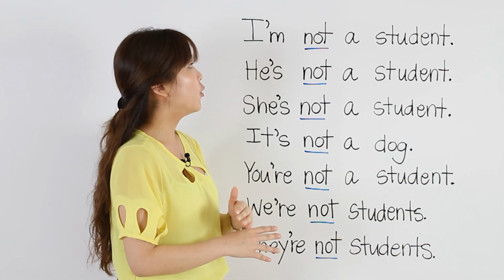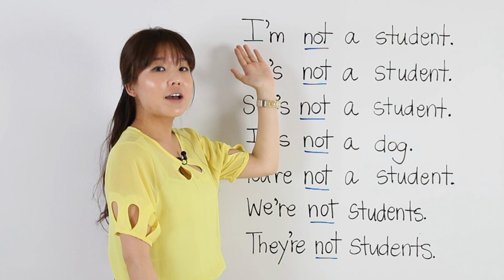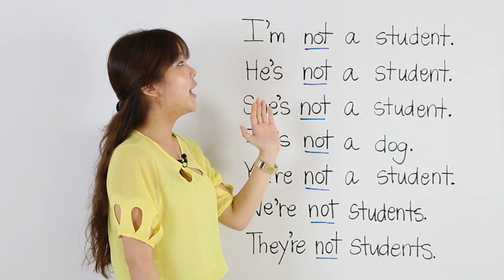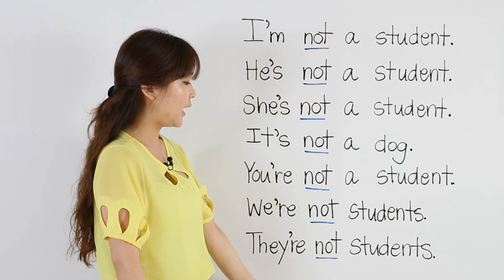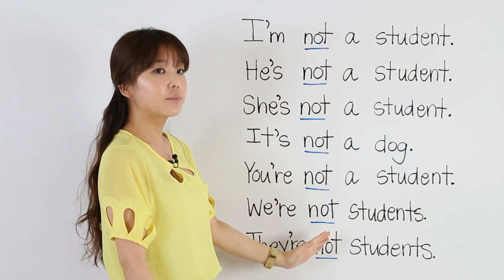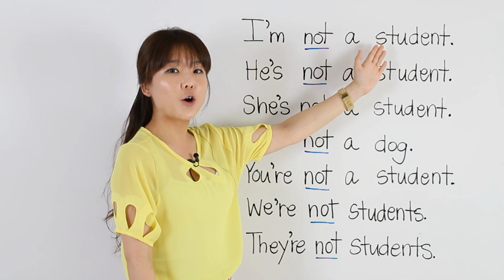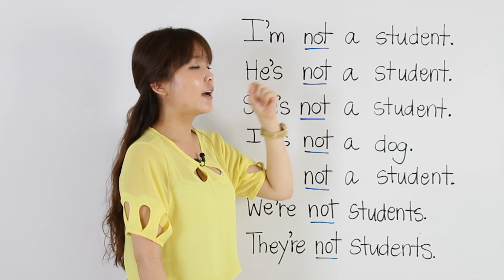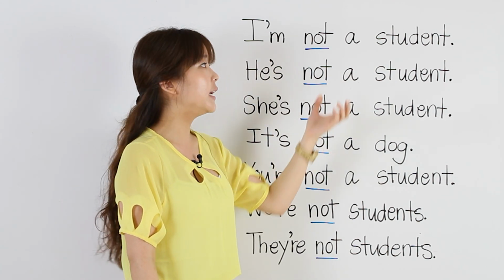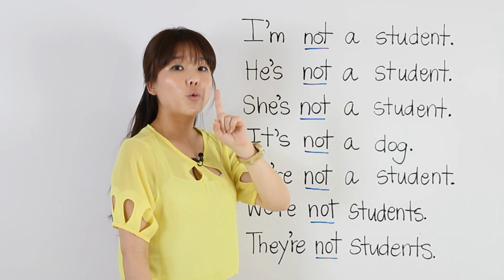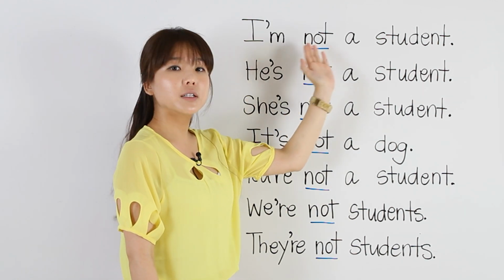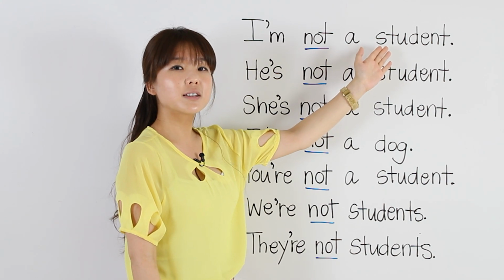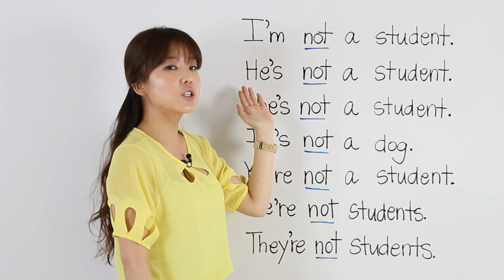Okay. Now, notice we first have the subjective pronoun and the be verb, then we put not. Okay. Not comes after. And then we have the noun. Okay. I'm not a student. Okay. Now also listen carefully. "Nada" sounds like one word. I'm not a student. Nada. I'm not a student. Okay, let's look at the next one.